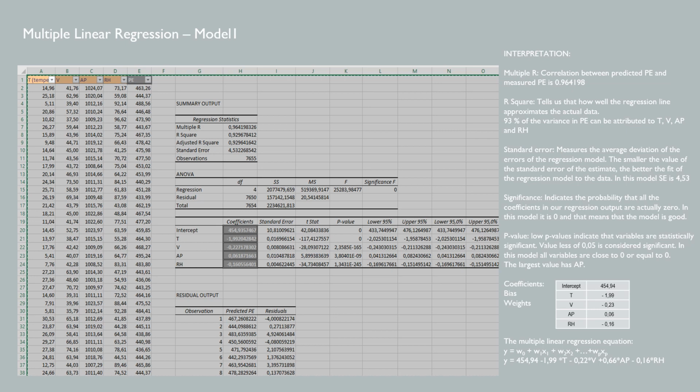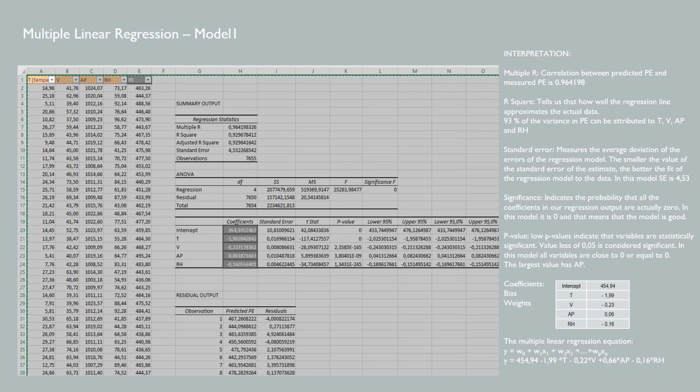P-value. Low p-values indicate that variables are statistically significant. A value less than 0.05 is considered significant. In this model, all variables are close to 0 or equal to 0. The largest p-value is for ambient pressure.